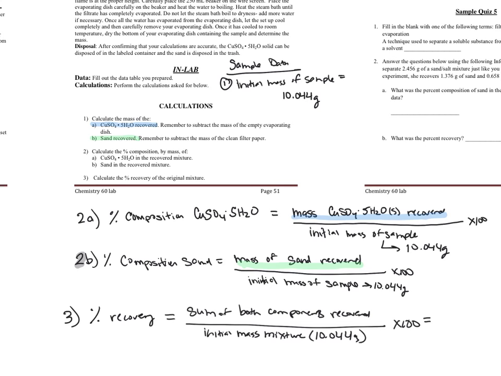And that will then be the sum of both components recovered, which will be your answer from 2A plus your answer from 2B, divided by that total mass, and times 100 to make it a percent. And please do continue to keep track of significant figures. I hope this helped.